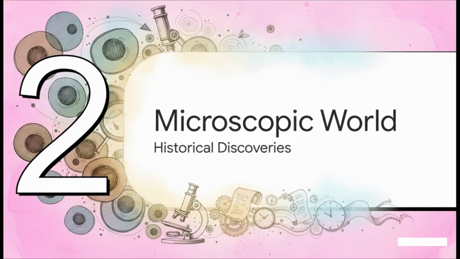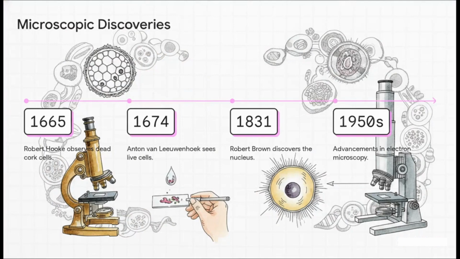But how did we even figure all this out? Cells are completely invisible to the naked eye. Let's travel back in time. Section 2. Discovering the microscopic world. Science is basically one giant collaborative buildup. Back in 1665, Robert Hooke first observed what he called cells in a piece of dead cork. Though, fun fact, he was actually just looking at the leftover dead cell walls. Shortly after that, in 1674, the incredibly curious Anton van Leeuwenhoek used these little self-made microscopes to become the very first human to observe living, moving cells.